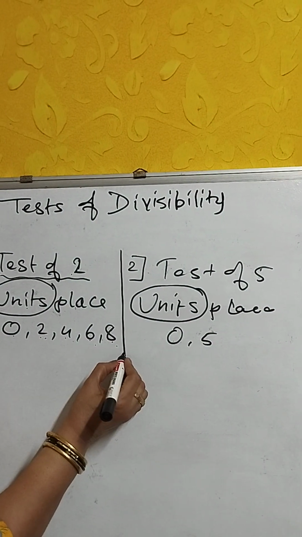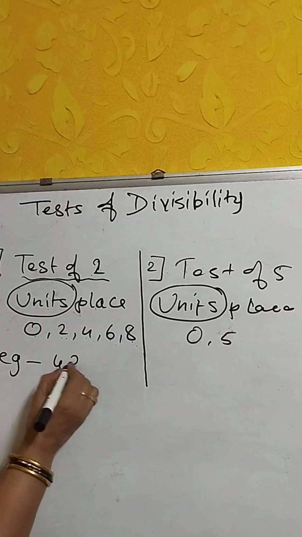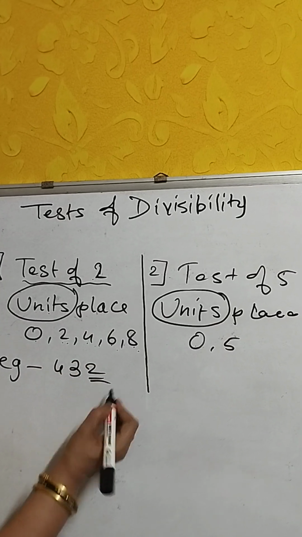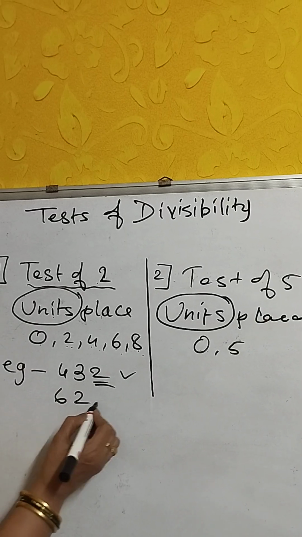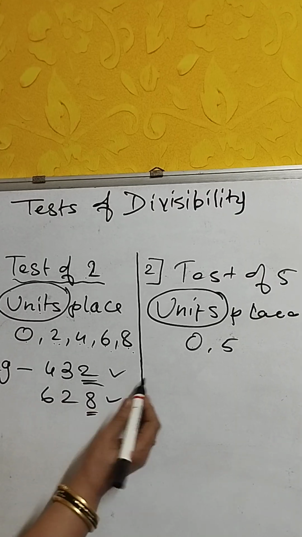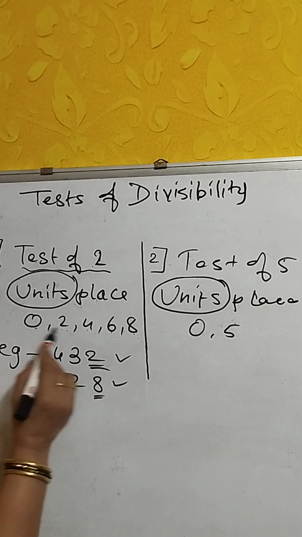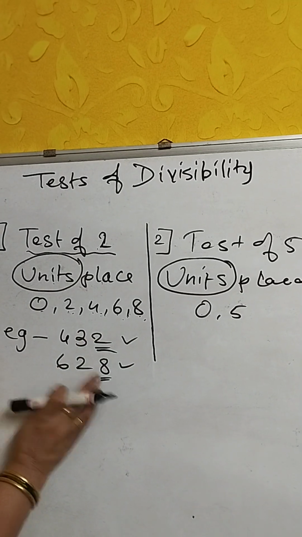Means, for example, I'll give you example 1. 432, units place 2, divisible by 2. 628, at units place 8, divisible by 2. Like this way, if any number ends in one of these, then the number is divisible by 2.